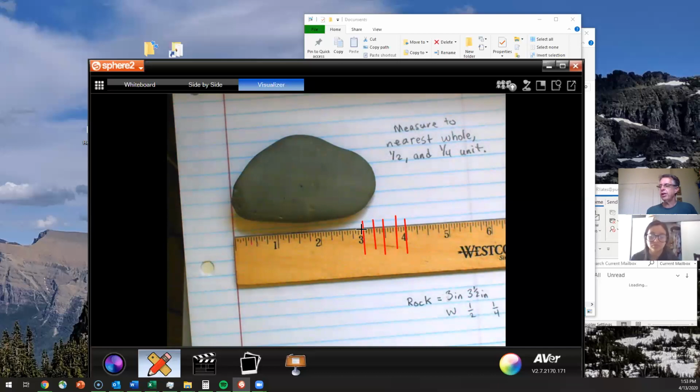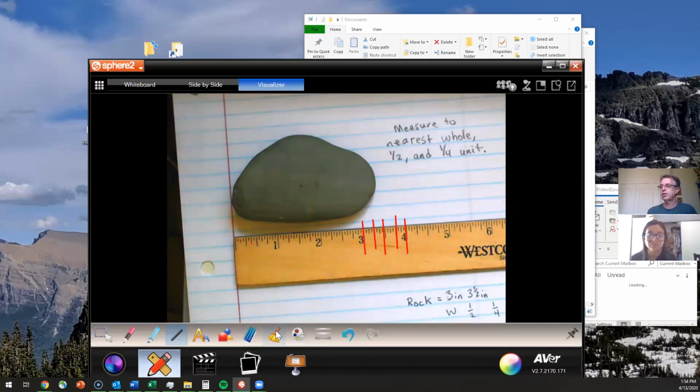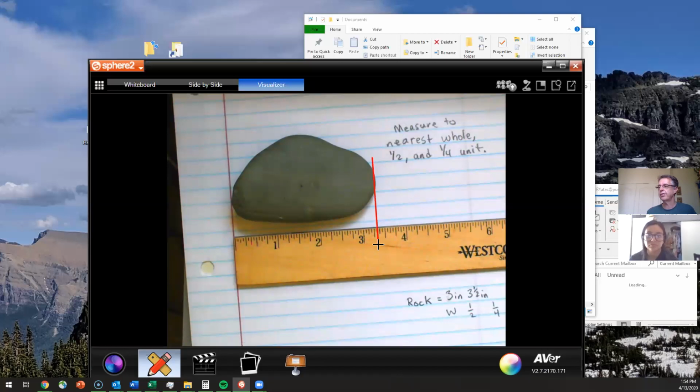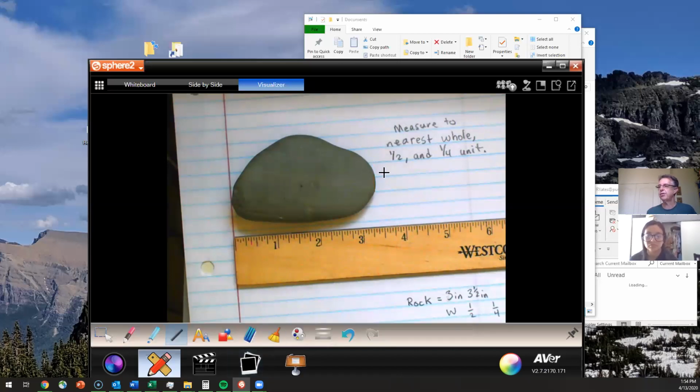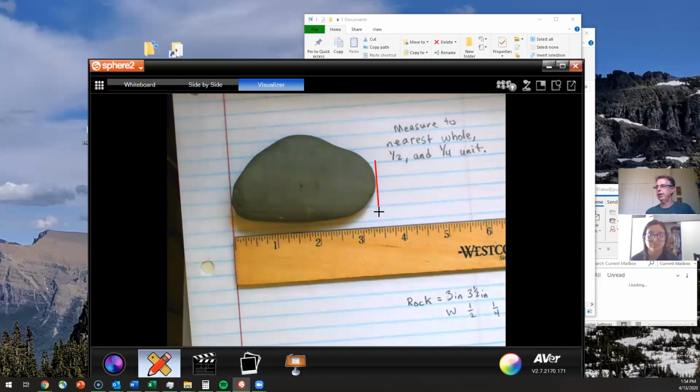So what I'm going to look at now is decide whether my nearest 1/4 inch measurement is going to be 3 1/4 inches or 3.5 inches. Either one is going to be to the nearest 1/4 inch. So what I'll do is I'm going to just clear all that out so I can start again. I'm going to draw my line straight down. And that wasn't very good on this one. I need to make that a little bit straighter.